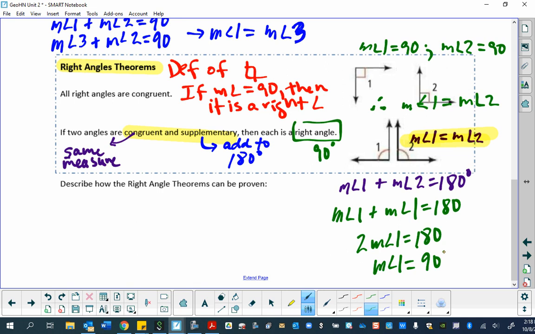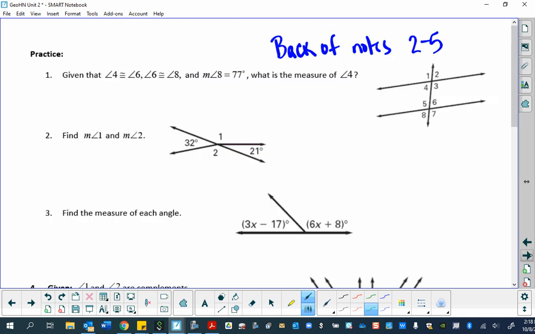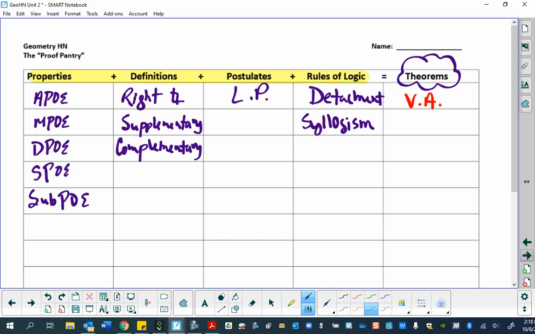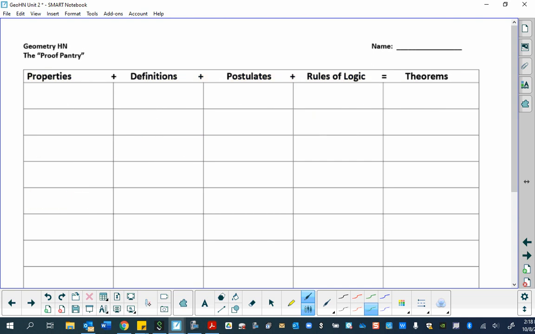Okay. Listen to your instructions. You don't know what they are yet. Still waiting. So, what we're having you create, we're calling, for lack of a better term, a proof pantry.